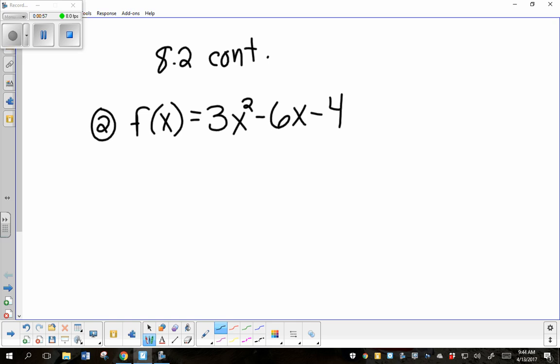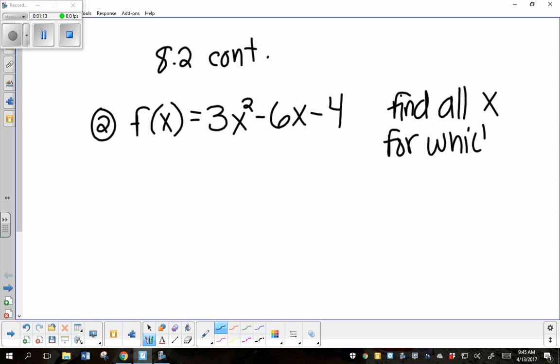All right, so our first example, we're going to give you a function. f of x equals 3x squared minus 6x minus 4. And the instructions are we're going to find all x values. So find all x for which the function f of x equals 0. So we're going to find all the x values that make this function equal 0. So all that means is set this equal to 0. That's all it means. We're just going to set it equal to 0.